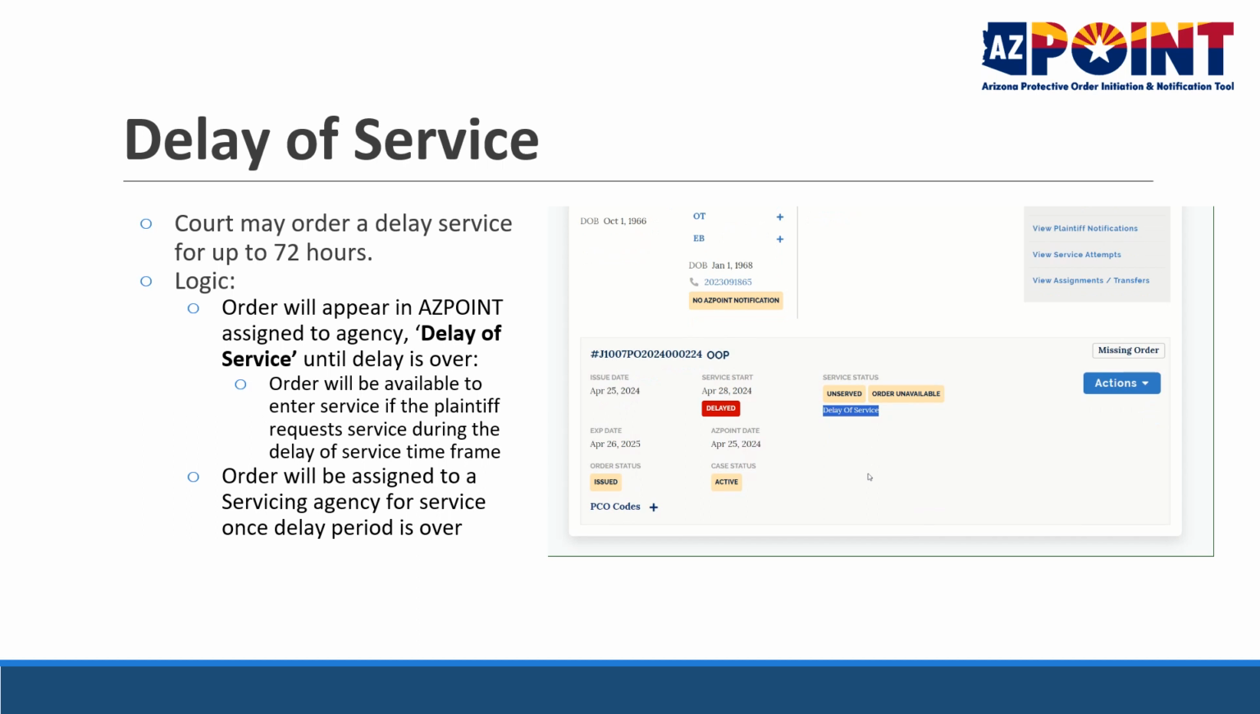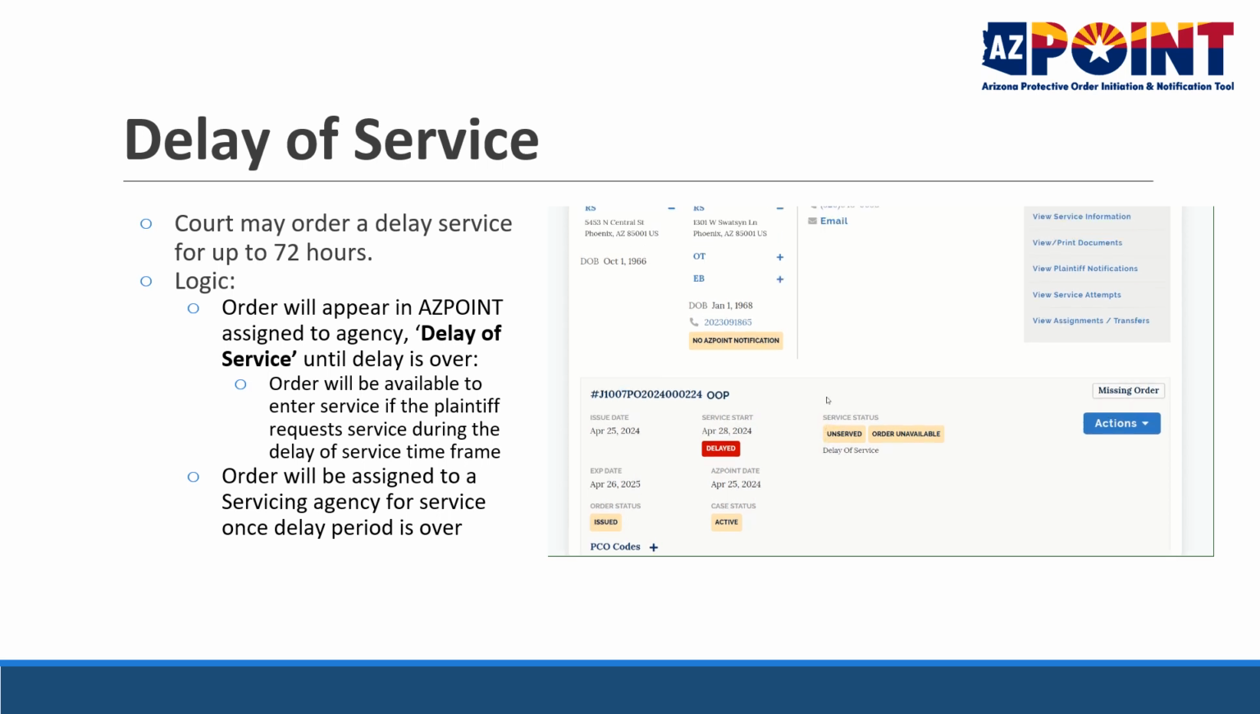So again, when it's delayed, you should see this red badge indicating that it's delayed. You can see the date it was issued and when service should actively start, but we want the case to be in the system and visible, especially in the scenario where the plaintiff calls a law enforcement agency for service.